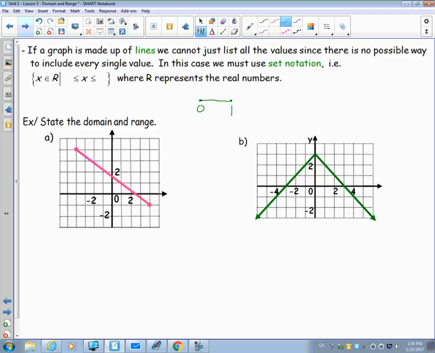So when we come across situations involving lines, we're going to use something called set notation. And set notation refers to the set of the numbers included in an interval. And how we're going to do that is, first of all, we're going to say X belongs to R. In other words, X is a real number.